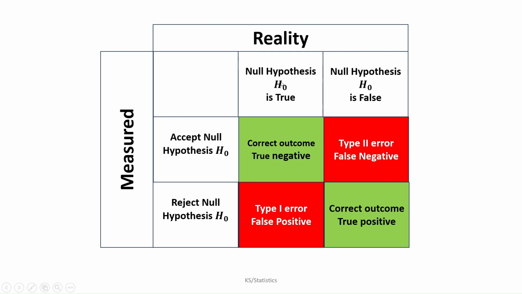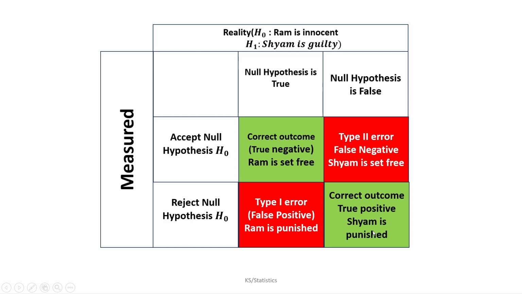When null hypothesis H0 is true, if it is rejected, then it is type 1 error, which is false positive. When null hypothesis H0 is false, and if it is rejected, then it is a correct outcome, which is true positive. Now let us try to understand by one example.